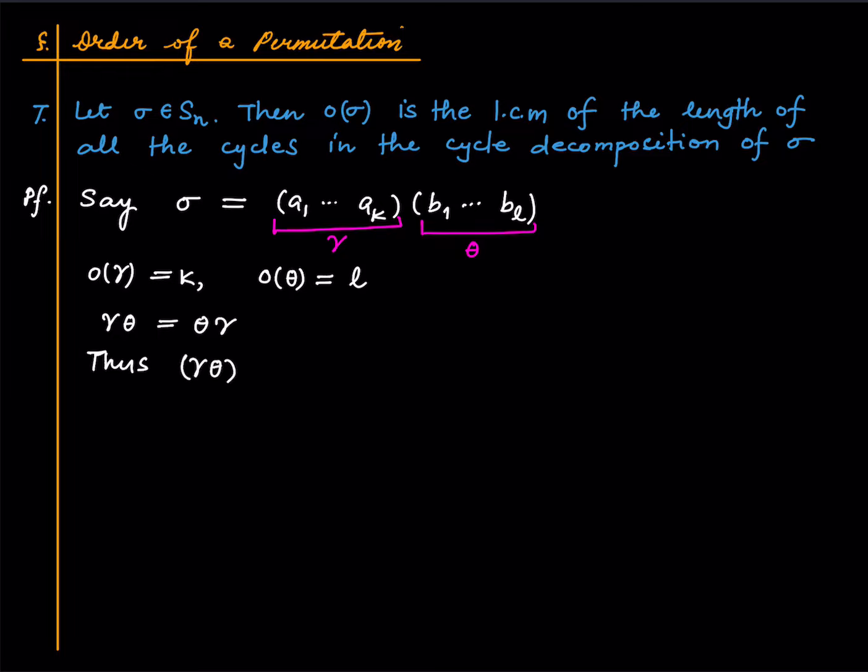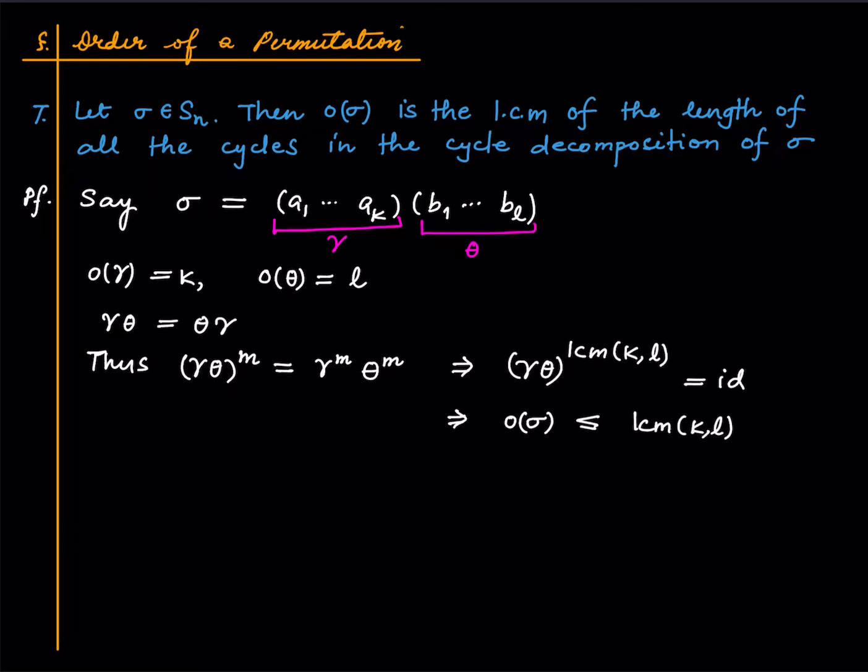gamma theta to the power of any integer, let's say m, is gamma to the m theta to the m. And from here it is immediate that gamma theta to the power LCM of k comma L is equal to identity, because if you feed the LCM in place of m, this becomes identity because k divides this, k being the order of gamma, and similarly this also becomes identity. So this part is clear. What we conclude from this is that the order of sigma, which is the same as gamma theta, is at most the LCM.